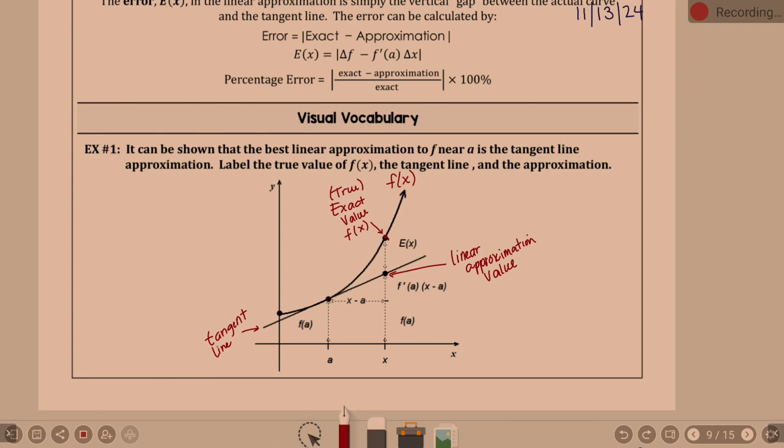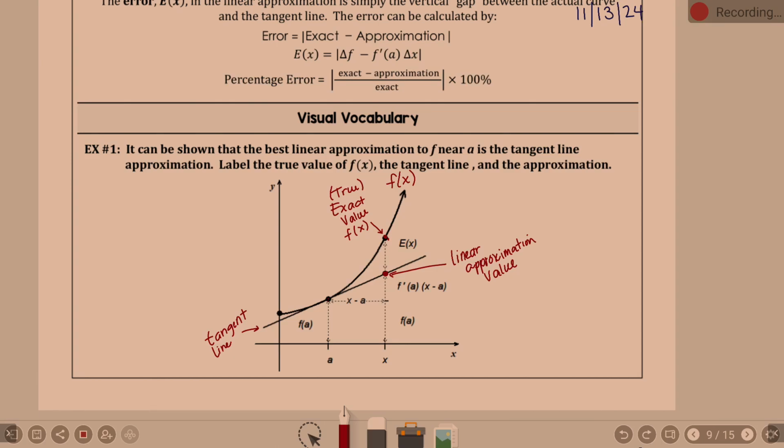Okay, so this point right here represents the linear approximation value because it's on that line and it's an approximation of the values on the curve. Remembering, the farther away we get from A, the less of a good approximation it is. Okay? Approximation, f of x, tangent line.